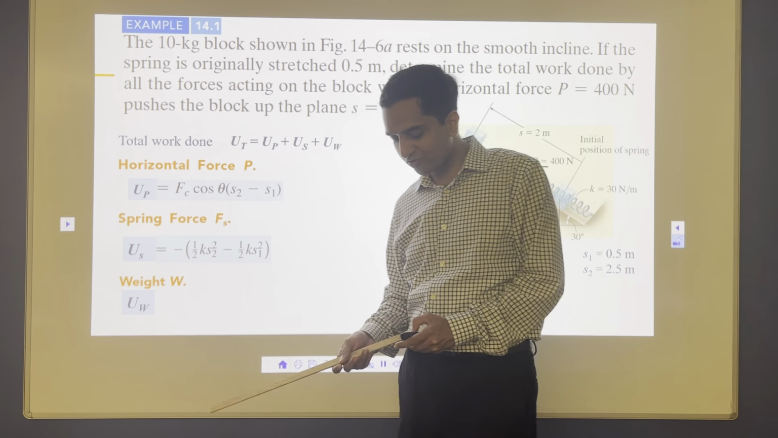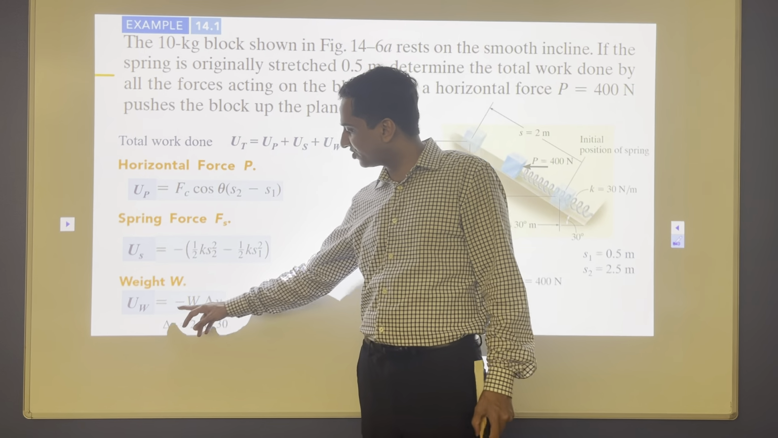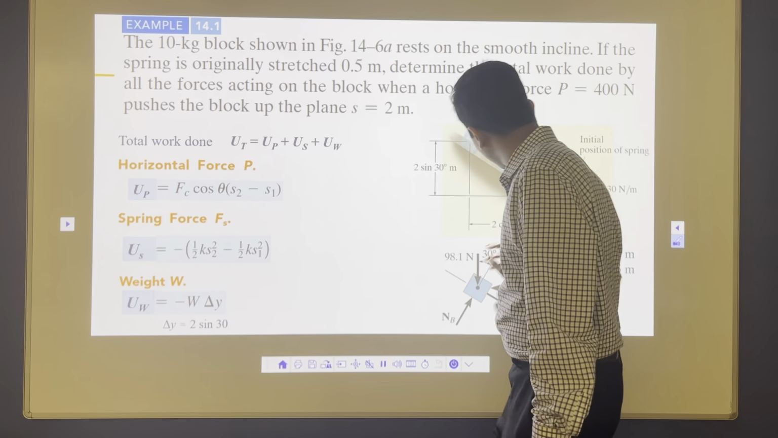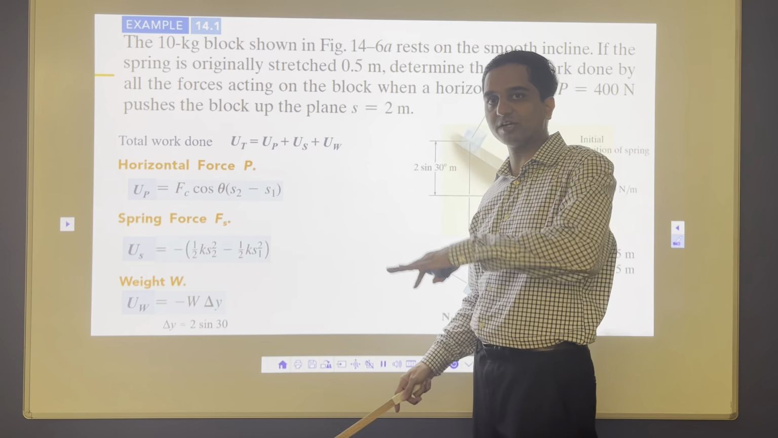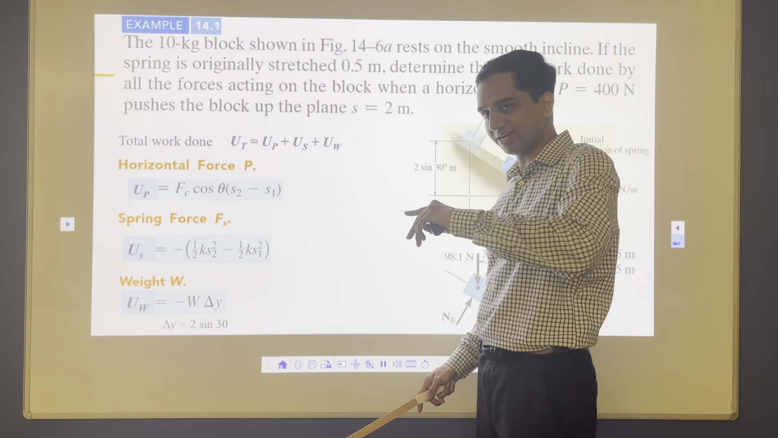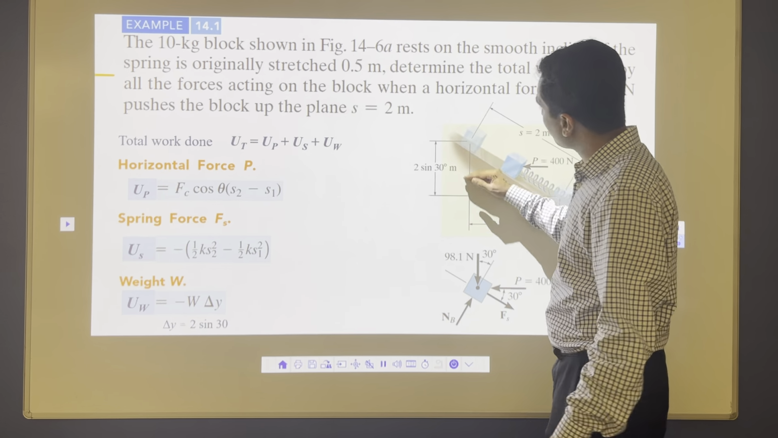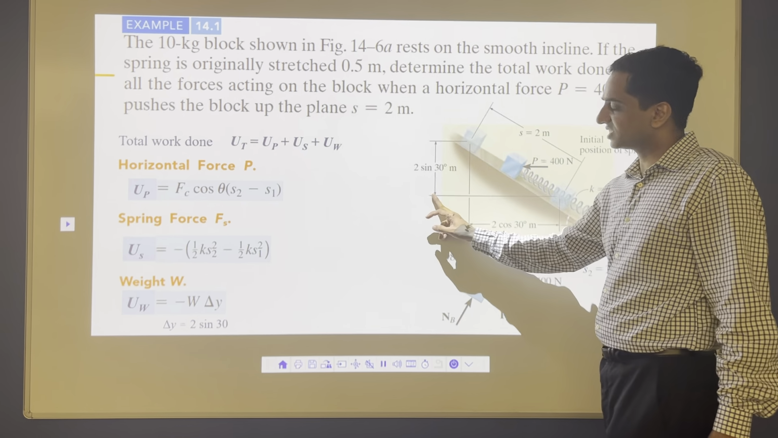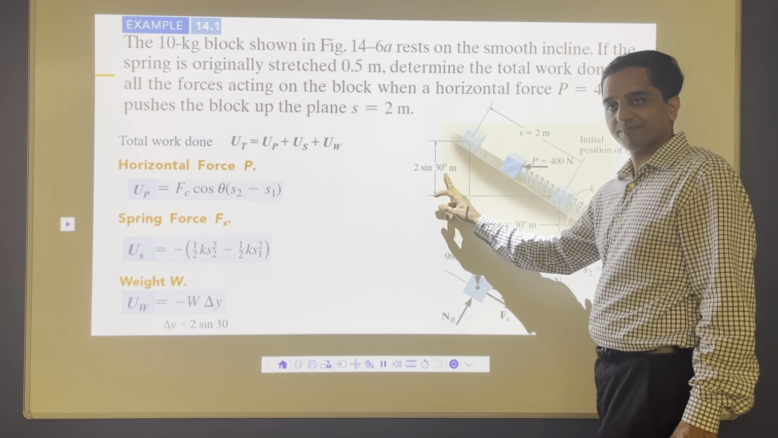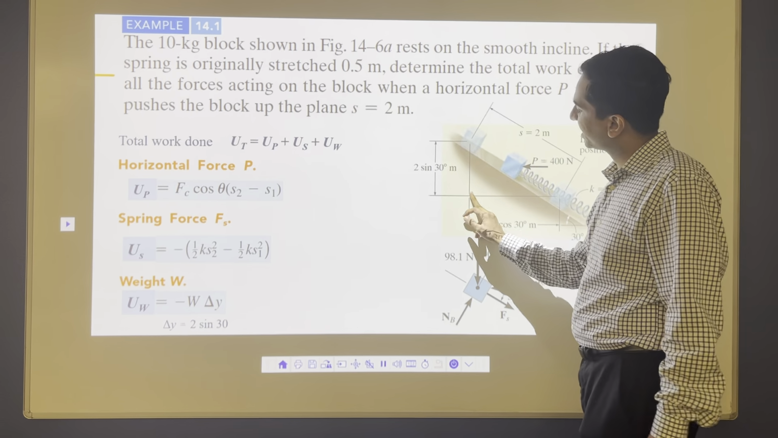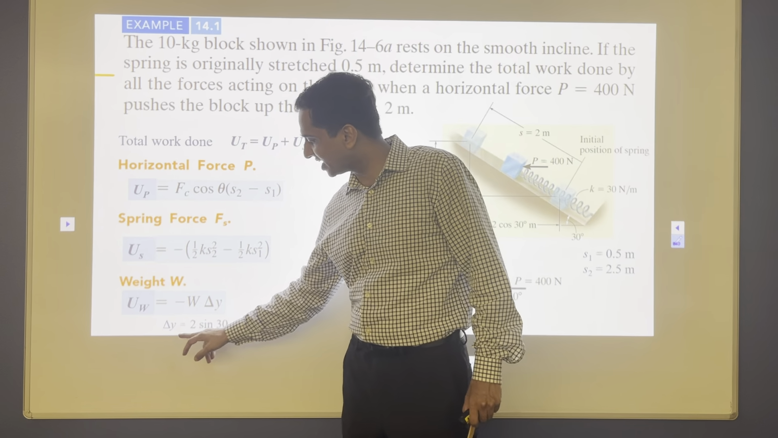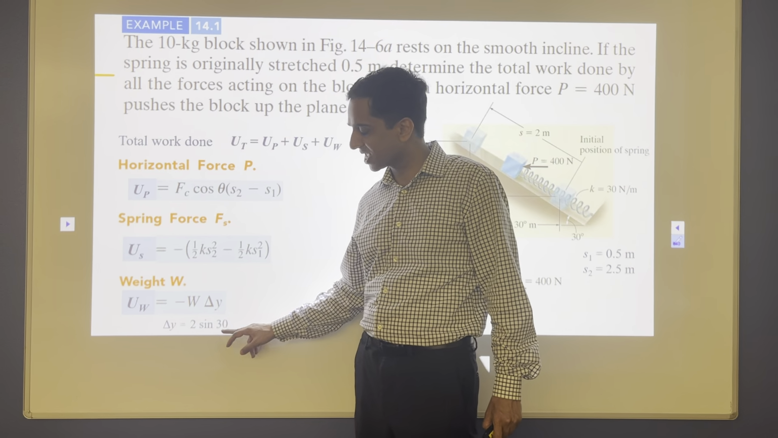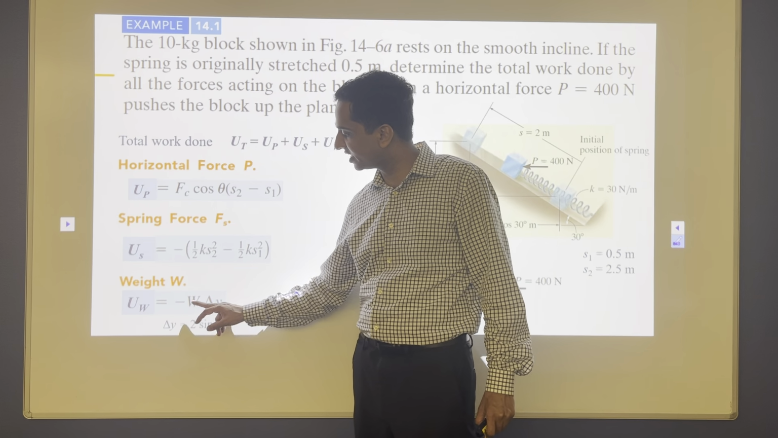And then work done of a weight. Work done of a weight is minus W delta Y. Now this one is moving in the upward direction, so the number here will be negative. Anything that moves upward against gravity, the number is negative. So it's moving upward with a total distance of 2 sine 30. Whatever the angle, if it is a right angle triangle, this distance will be 2 sine 30. So my delta Y is 2 sine 30. I'm going to put that there, 2 sine 30 into weight.